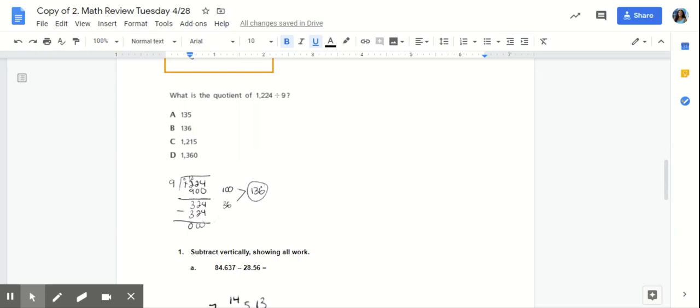What is the quotient of 1,224 divided by 9? You can check your math here. If you did it correctly, you should have gotten B as your answer.